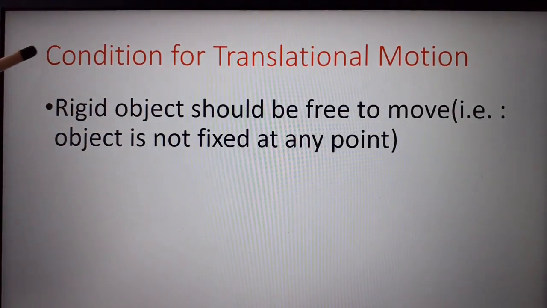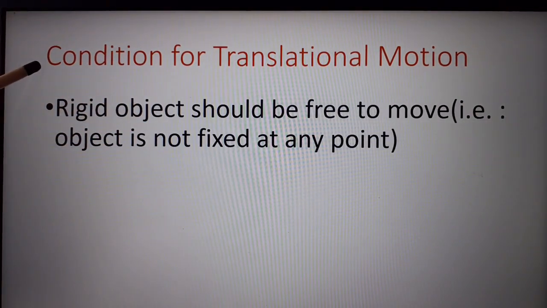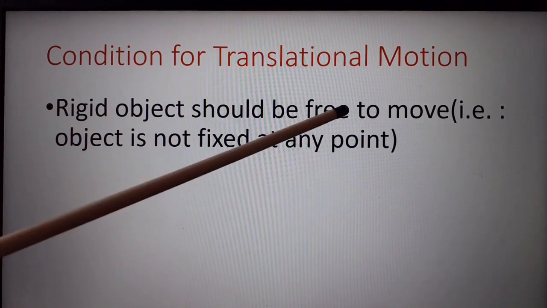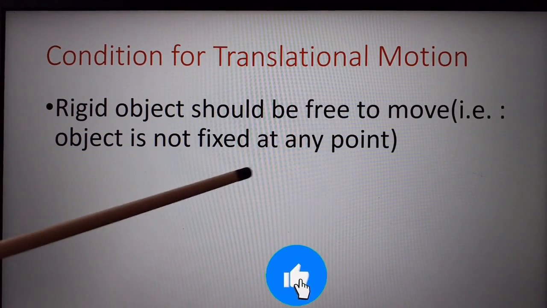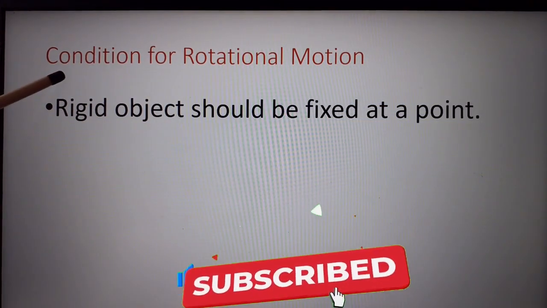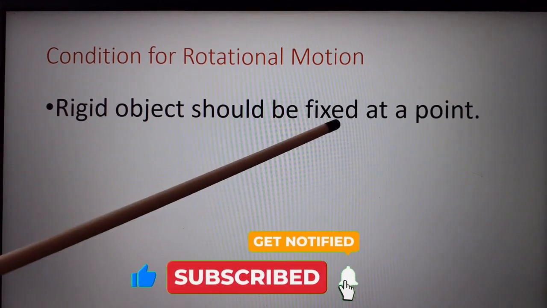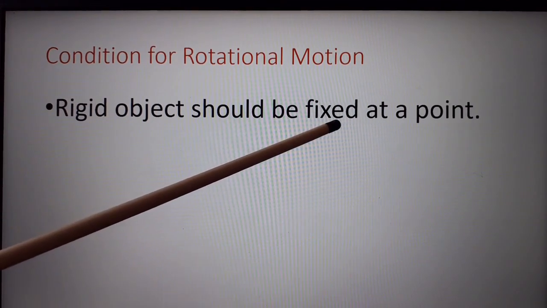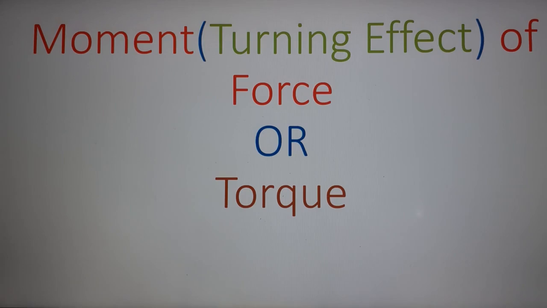Then, what are the conditions for translational and rotational motion? The condition for translational motion is that the rigid object should be free to move. Free to move means it should not be fixed at a point, right? And the condition for rotational motion is that the object should be fixed at a point. Clear? Now let's start with the topic moment of force, also called torque.